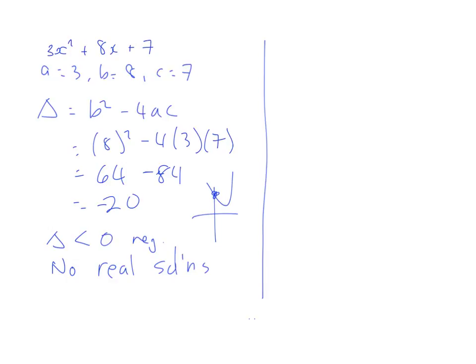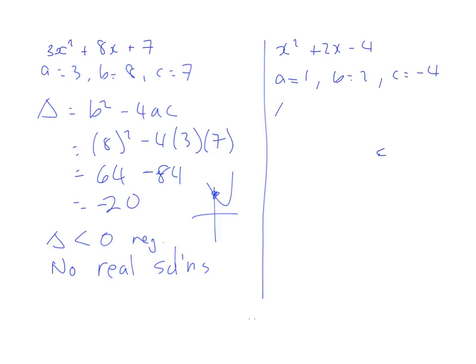If I look at another question, let's get one with some nice numbers. x squared plus 2x minus 4. Once again, my a is going to be equal to 1, my b is going to be equal to 2, and my c is minus 4.